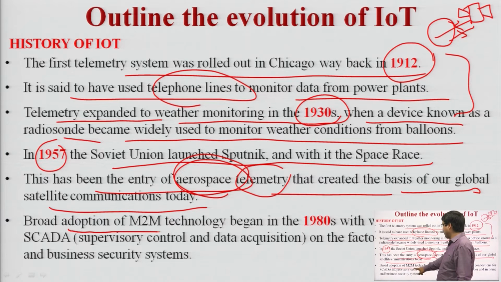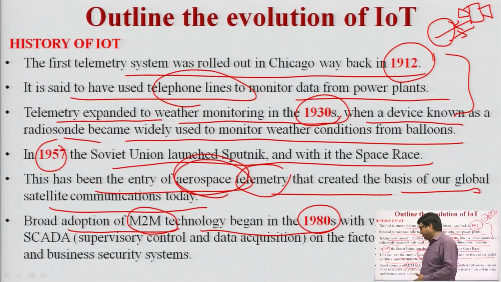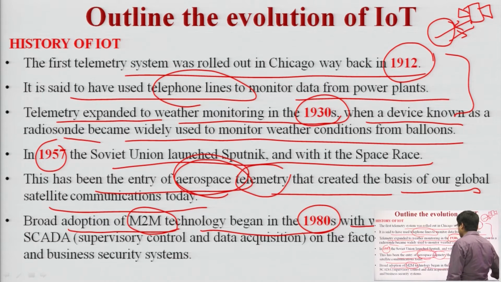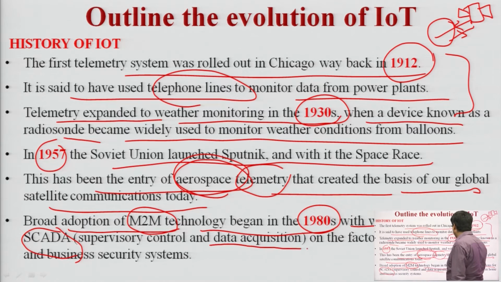Broad adoption of M2M technology began in the 1980s. In the 1980s, M2M technology emerged with wired connections for SCADA. SCADA means supervisory control and data acquisition. SCADA is used in PLC devices for data analytics purposes, for control and data acquisition on the factory floor and in home and business security systems.